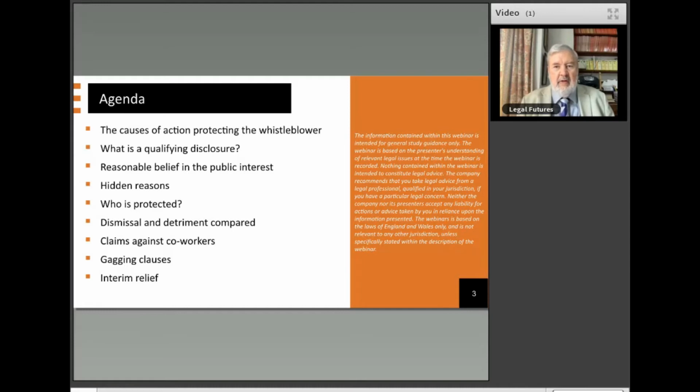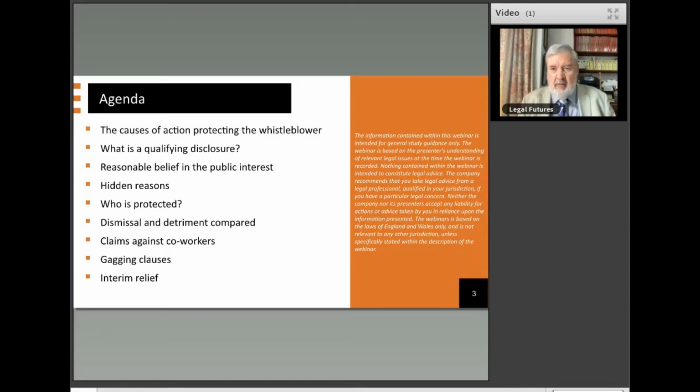Then I'll move on to the subject on which there's been some recent quite important case law, about hidden reasons. That is where the person who makes the decision to dismiss, for example, isn't the one who is motivated by the need to take action against the whistleblower, but influences the person who does. Hidden reasons. Then to move on to who is protected, and the dismissal and detriment compared.